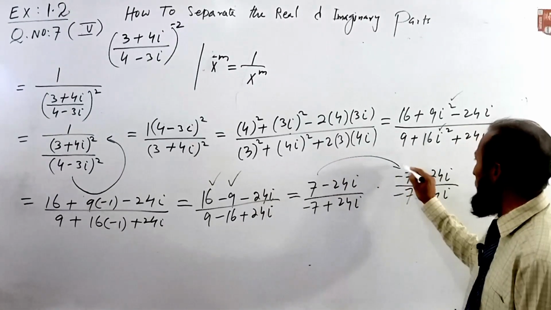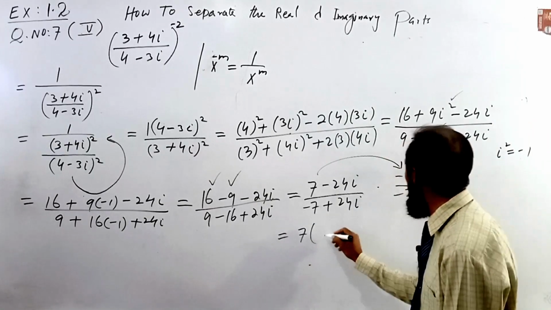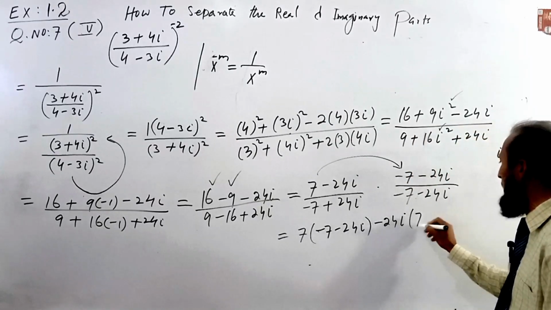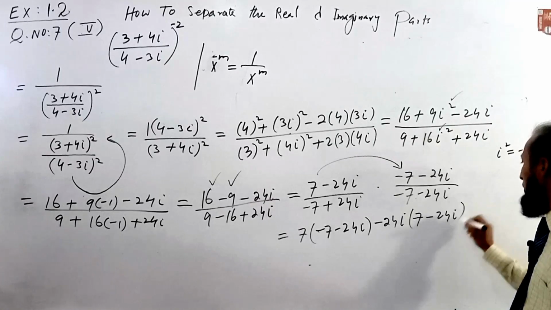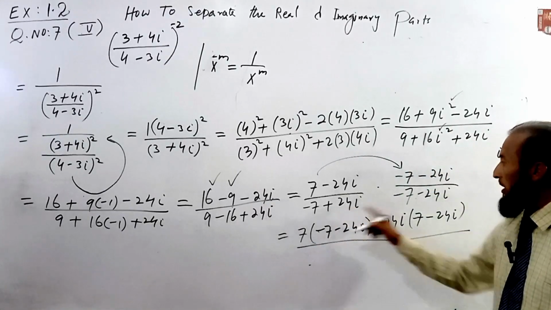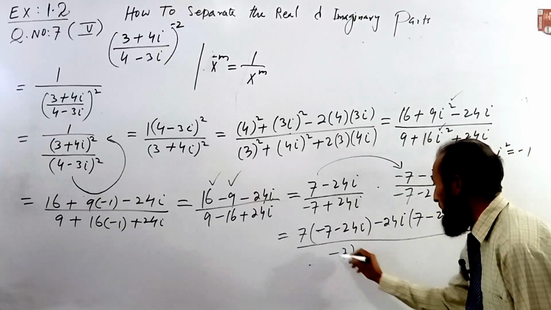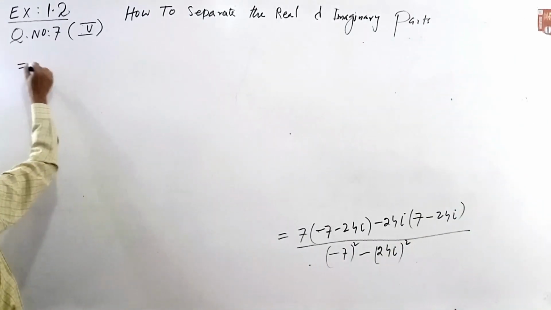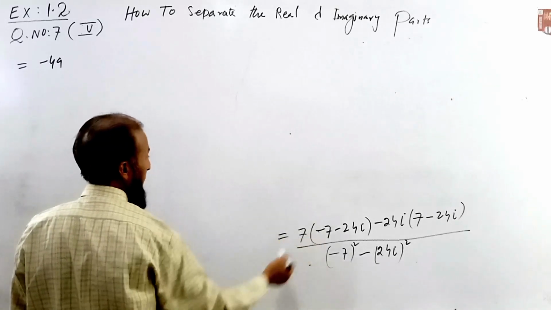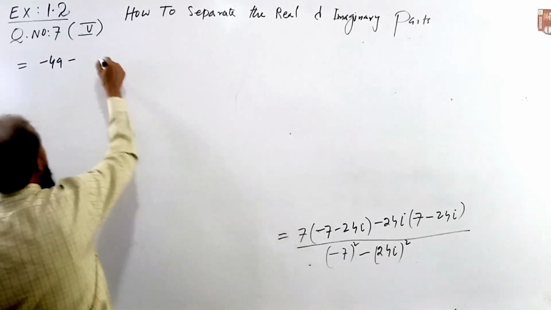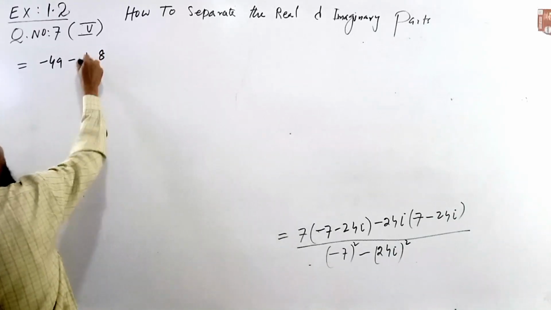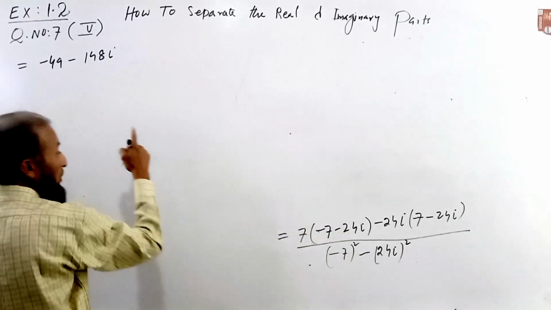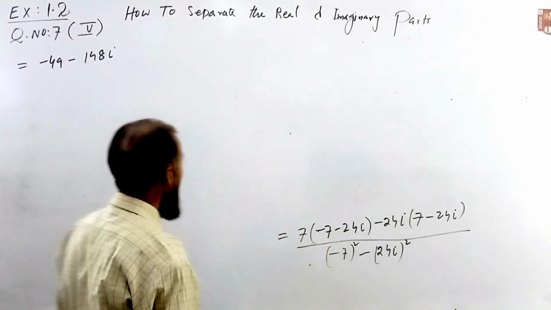Now we multiply the numerators: 7 into -7 minus 24i, minus 24i into -7 minus 24i, divided by, in the denominator, we can use a square minus b square: (-7) square minus (24i) whole square. 7 times 7 we get minus 49. 7 multiplied by 24 is 168i.